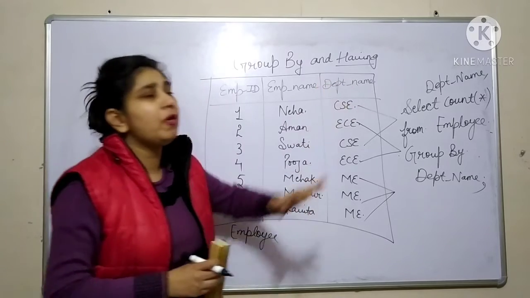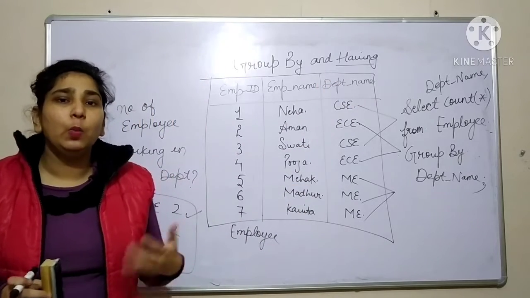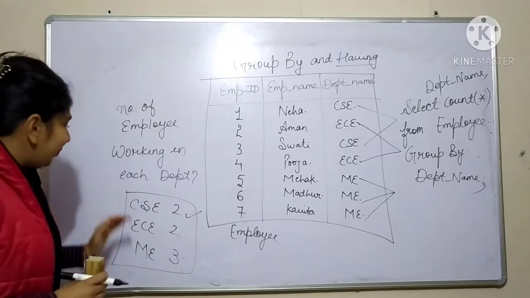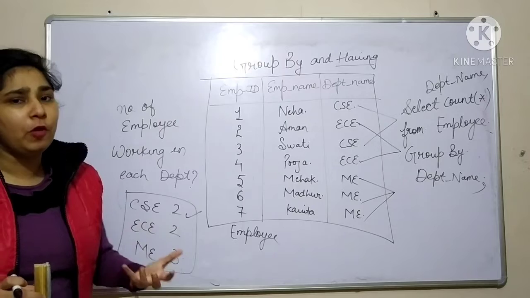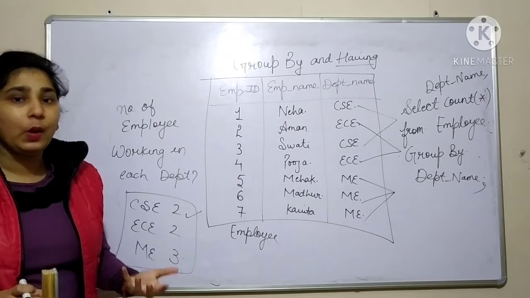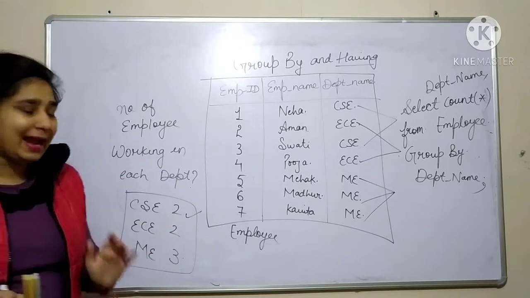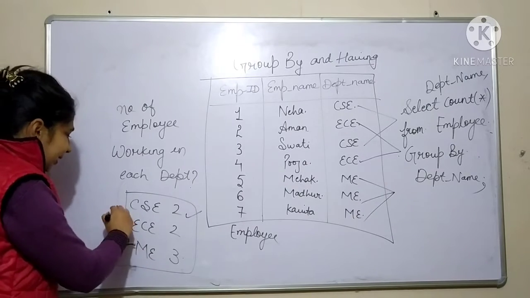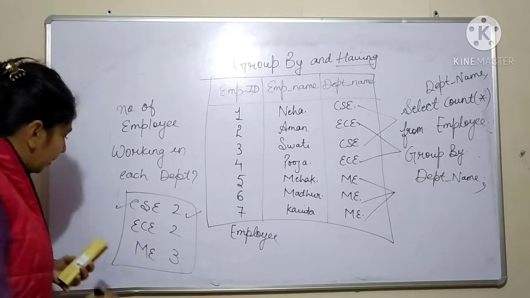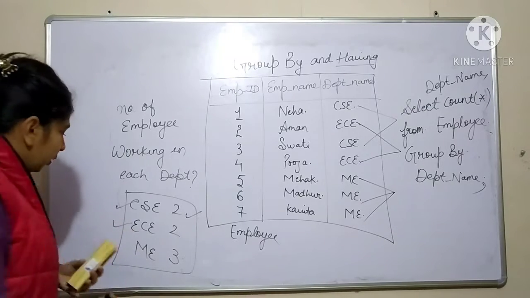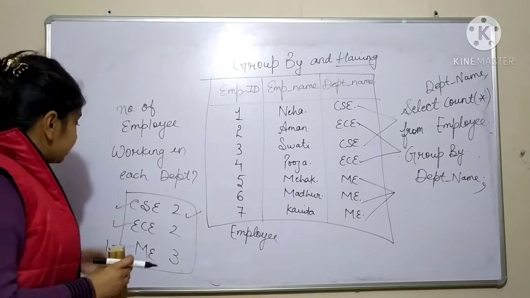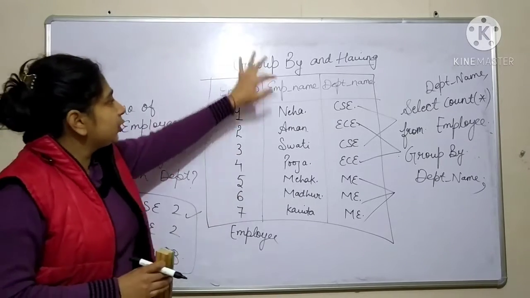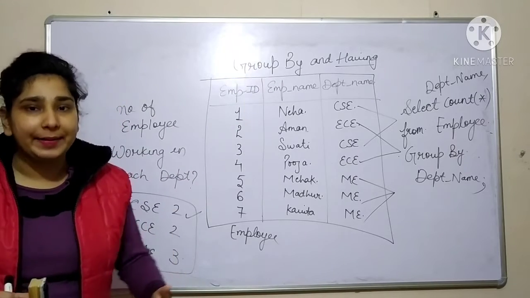we have made a group of it. Now it has become one group. Okay, and the output which we will be getting is also in the form of a group. You can see here we have one CSE group, we have one ECE group, we have one mechanical group. So I hope that you are clear with this group by SQL query.